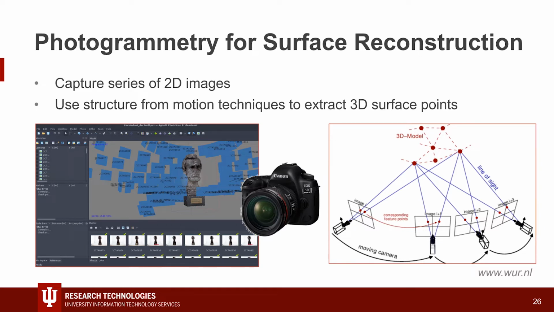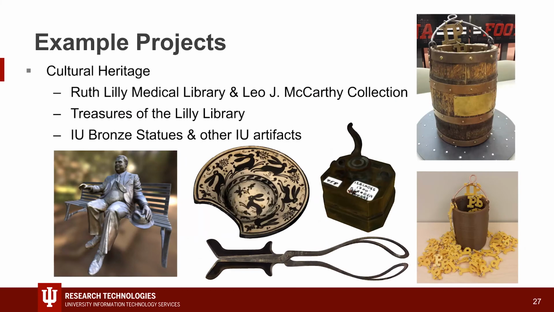So yeah, you can see we did a lot of captures down here. And you can see here where we're also just trying to make sure that we have about 60% overlap as we do it. So these are some of the things that we have done with both photogrammetry and with scanning.